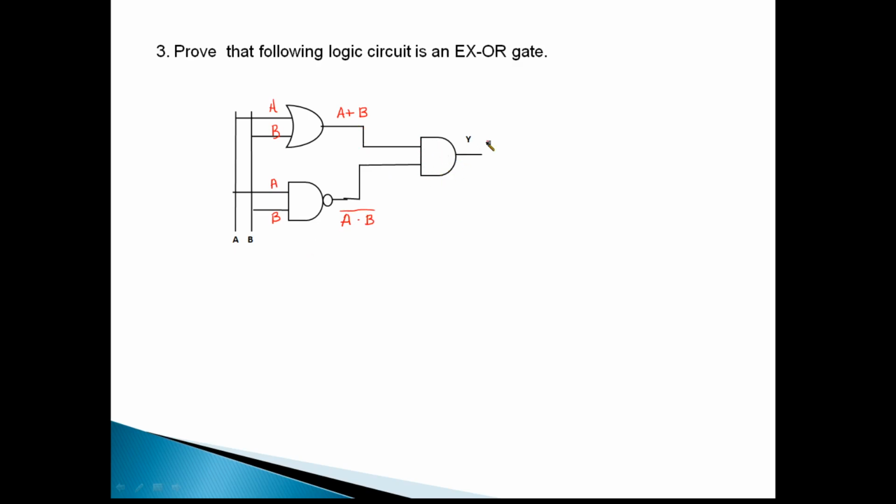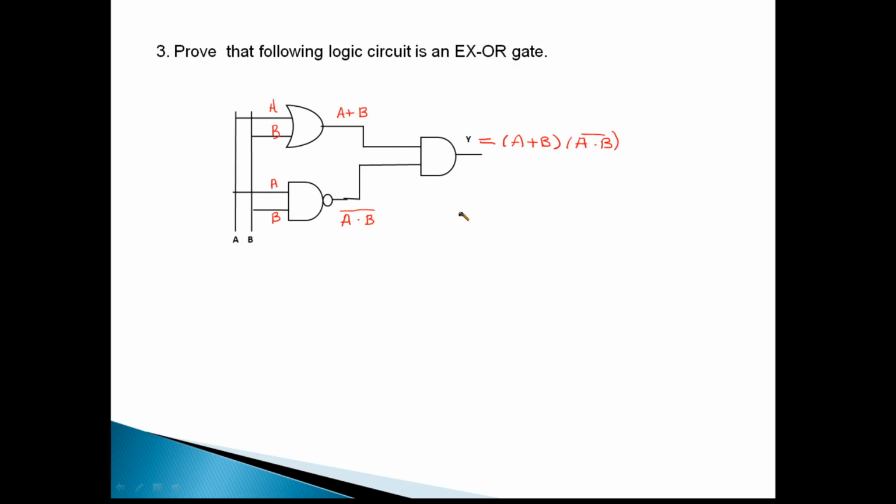So the AND gate will produce the product of the two inputs. The first input A plus B and the second input (A dot B) bar. This is the Boolean expression for the given logic circuit. We have developed an equation. Now let us simplify this equation. Let us convert this equation into the form of an XOR operation.